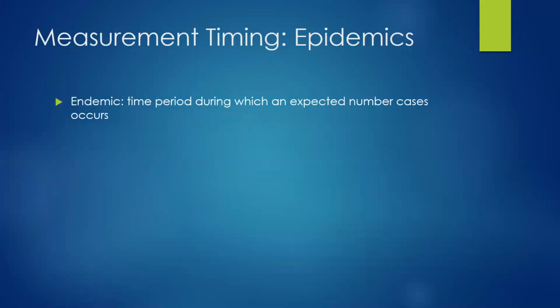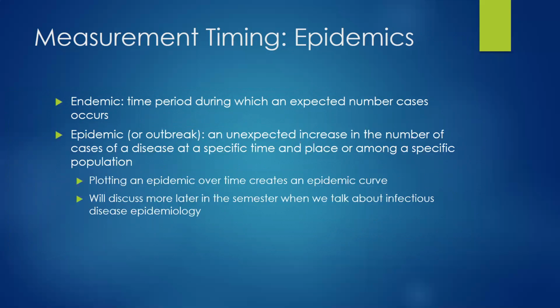Just one final note about measurement and comparing measures across populations or time. You want to think about the timing if you are looking at something like an infectious disease, keeping in mind that there are periods when something might be endemic or at the standard level, and then when you might have an outbreak or an epidemic, when your numbers of events or cases exceeds that expected level.